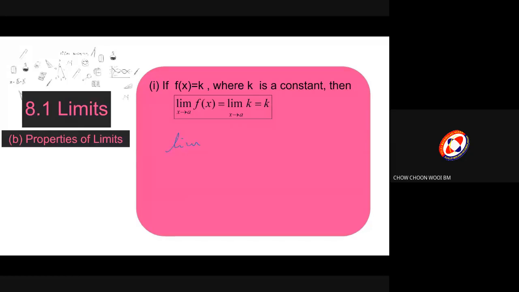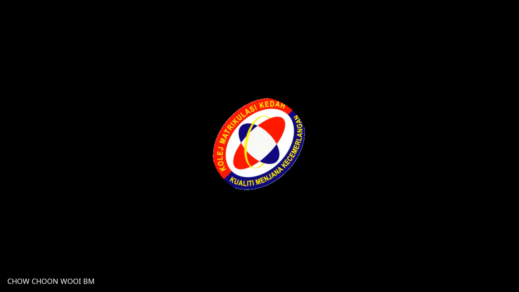Kalau saya tulis dengan biru, kamu nampak tak? Kalau biru ni. Nampak je. Boleh nampak tak? Nampak nampak, okey. Kalau nampak saya guna biru ni atau okey.